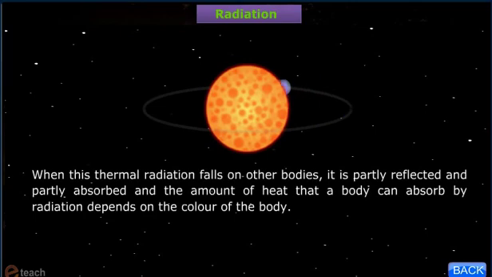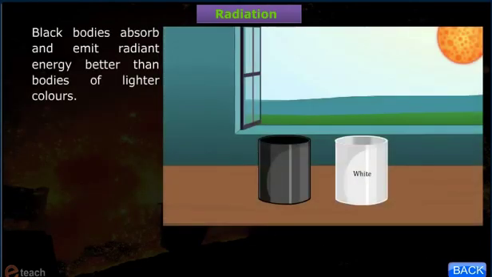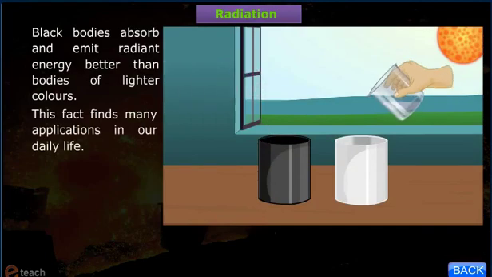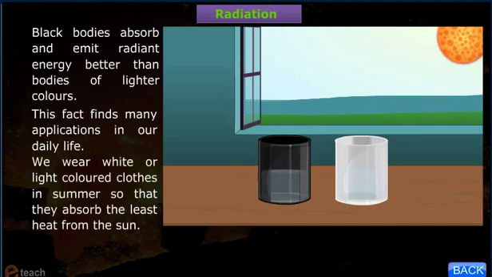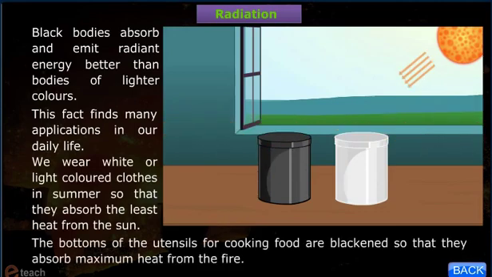When this thermal radiation falls on other bodies, it is partially reflected and partially absorbed, and the amount of heat that a body can absorb by radiation depends on the color of the body. Black bodies absorb and emit radiant energy better than bodies of lighter colors. This fact finds many applications in our daily life. We wear white or light colored clothes in summer so that they absorb the least heat from the sun. The bottoms of the utensils for cooking food are blackened so that they absorb maximum heat from the fire.